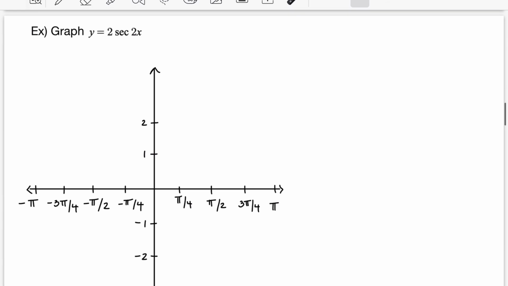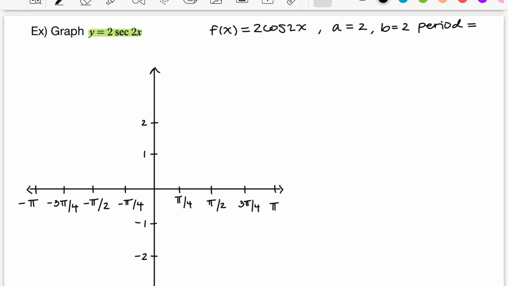All right, so let's look at an example here. We want to graph y is equal to 2 secant 2x. So what we'll do in this case is use our guide function, which is going to be 2 cosine 2x. Here we can see that a, our amplitude, is going to be 2. B here is also going to be 2. And so this tells us our period, which if you remember from the last video would be 2 pi over b. So in this case, our period is going to be pi.